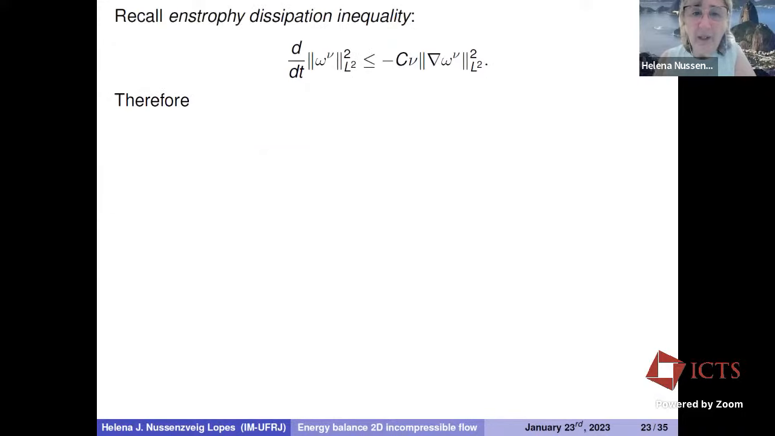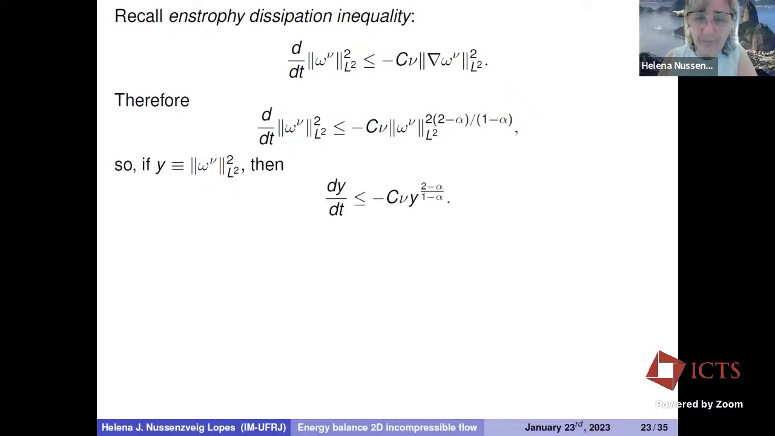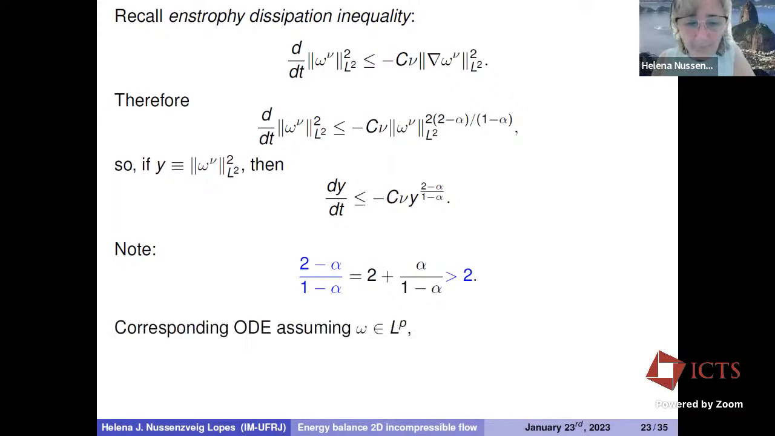Okay, so recall the entropy dissipation inequality and input this estimate that we just got, and we get that d/dt of the L2 norm squared of the vorticity is bounded by minus c times nu times the L2 norm squared to the power 2 minus alpha over 1 minus alpha. Or in other words, this differential inequality. And this power, 2 minus alpha over 1 minus alpha, is a power which is strictly greater than 2 as before. And that's what's at play.